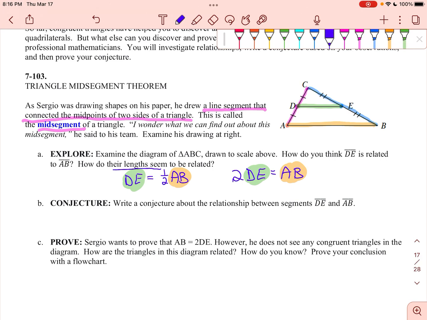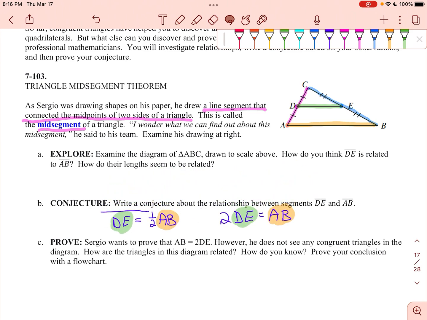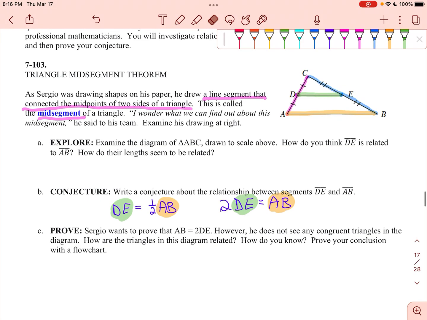So it says write a conjecture about their relationship. So to me, that's also the conjecture. I just went more into depth as to how those are related to each other. So I would write the same thing as my conjecture. That's my guess as to what I think is happening. And now it says Sergio wants to prove that AB is equal to 2 of DE.